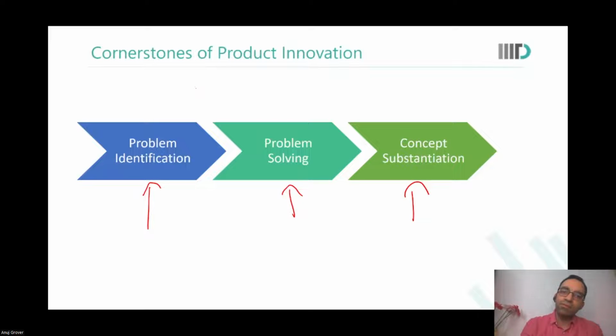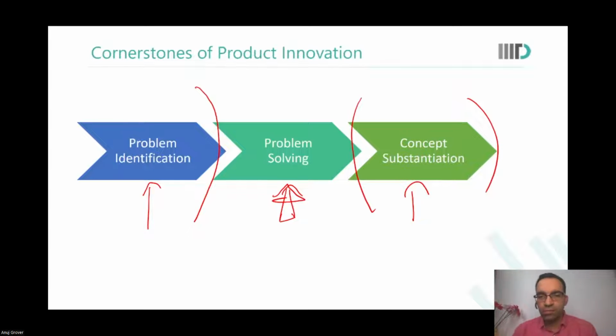So we have introduced a sufficient number of tools to you where you can now identify problems, twist them, turn them to identify which one is the cheapest problem to solve. And now we are entering into the stage where we say we will solve those problems. Towards the end of this course, we'll look at the concept substantiation methods also.